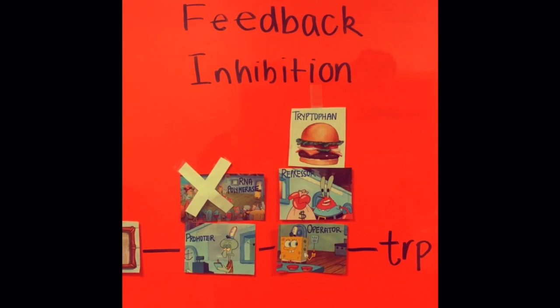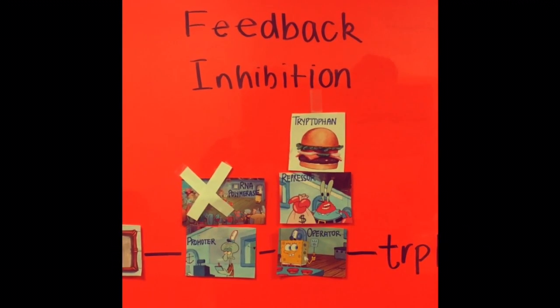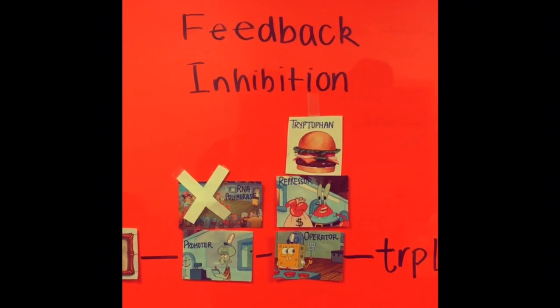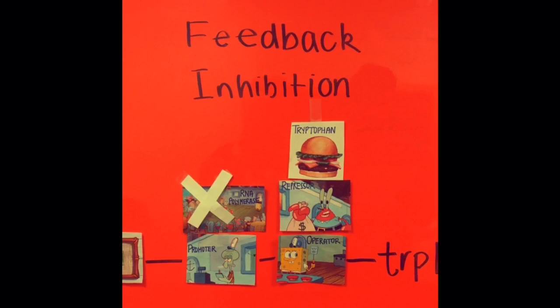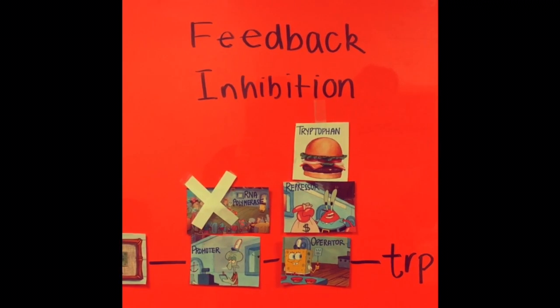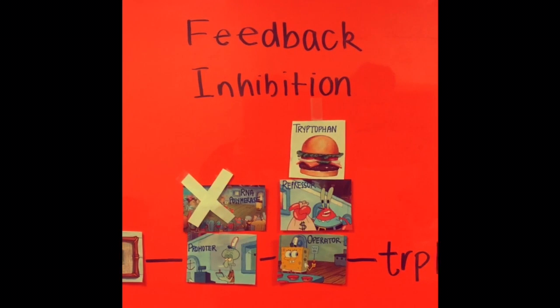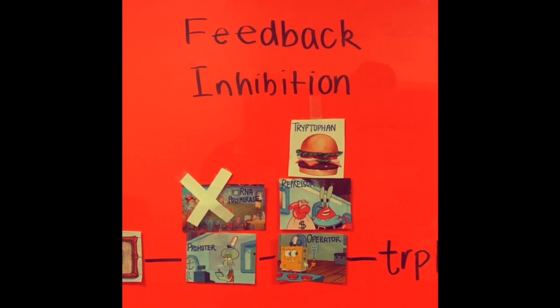Feedback inhibition involves a repressor that blocks transcription. So in the world of SpongeBob, Mr. Krabs, our repressor, will bind to a Krabby Patty, which will cause Mr. Krabs to change shapes, allowing Mr. Krabs to find SpongeBob, the operator, and stop him from making more Krabby Patties.